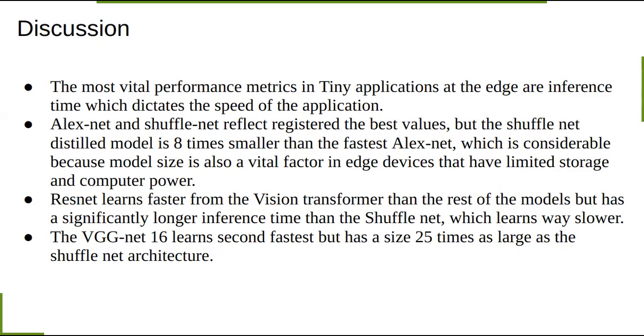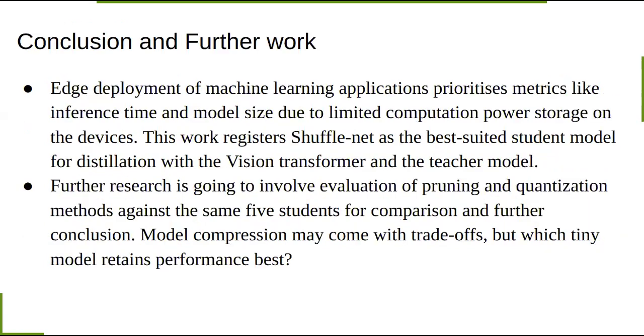Yeah, because it has a high accuracy loss. Yeah, ShuffleNet, but it gets to have the low inference. VGG learns second fastest, but has the 25. Yeah, so it has 500 and something MBs.